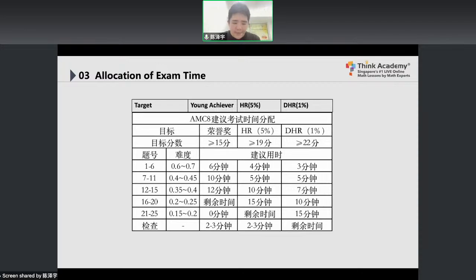Okay, but how about for the honor roll students? For the top 5 students, your aim score is above 18 or 19, okay? So if you want to get above 18 or 19, that means in the first 20 questions, you need to get almost every question correct, right? You need to get almost every question correct in the first 20 questions.